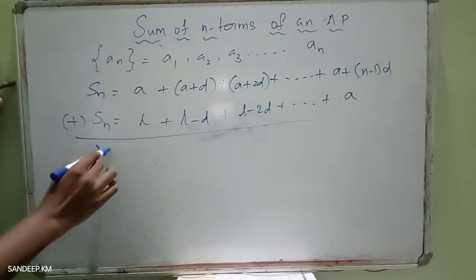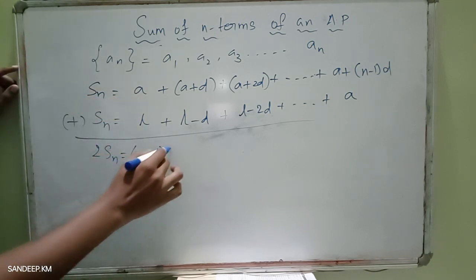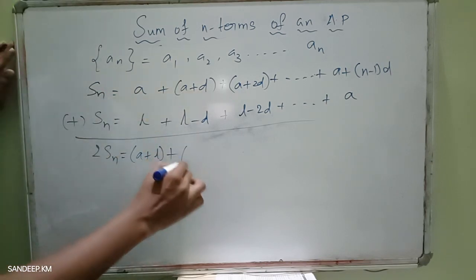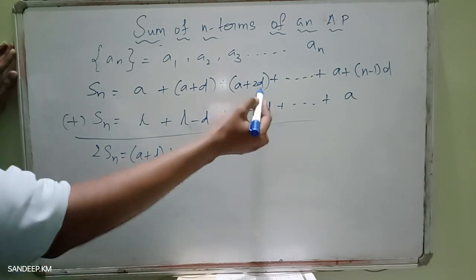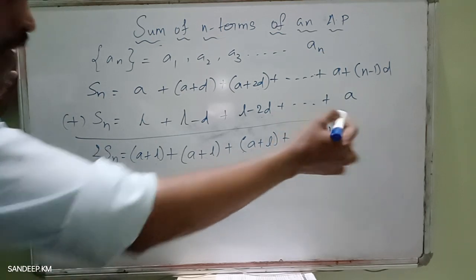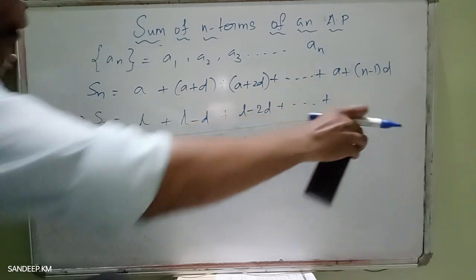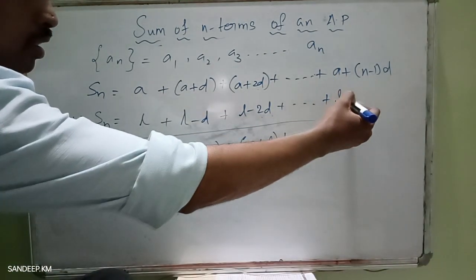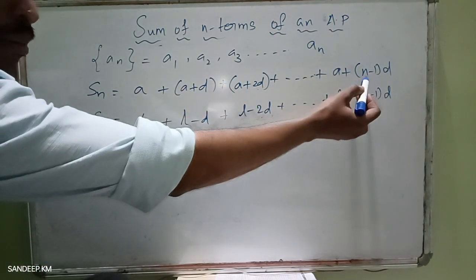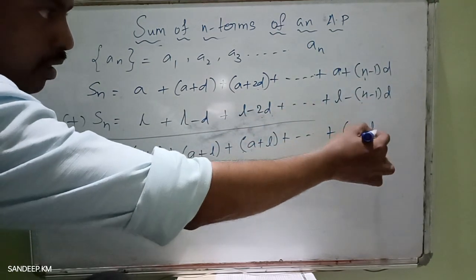Sn plus Sn is 2 times Sn. Now a plus L, plus, when I am adding these two, plus d and minus d will get cancelled. Again I will get a plus L. And here plus 2d and minus 2d will get cancelled. We will get a plus L, and so on. And finally, one small change. The nth term from the last is L minus of n minus 1 into d. Now if I add these two, n minus 1 into d and minus of n minus 1 into d will get cancelled. Again I will get a plus L.